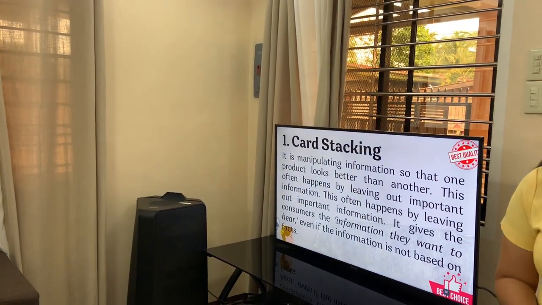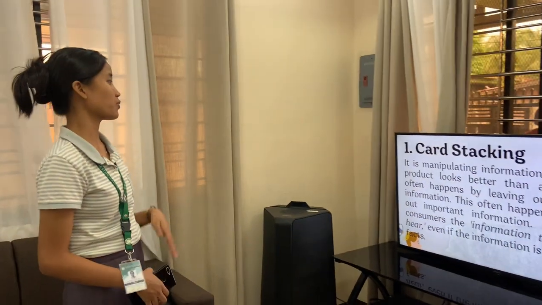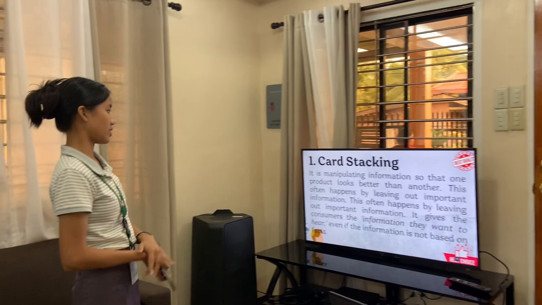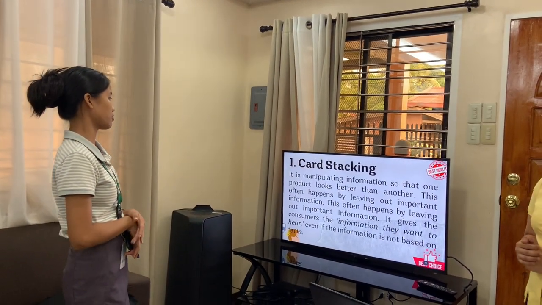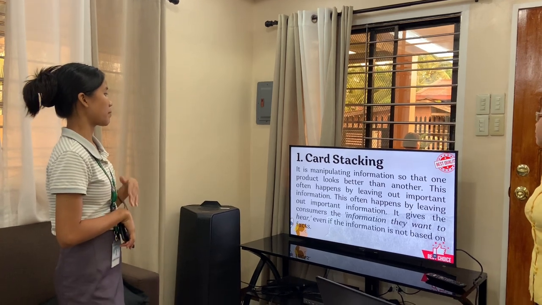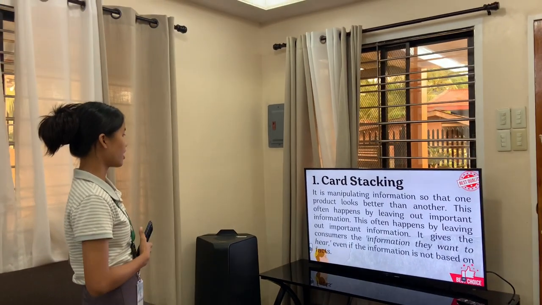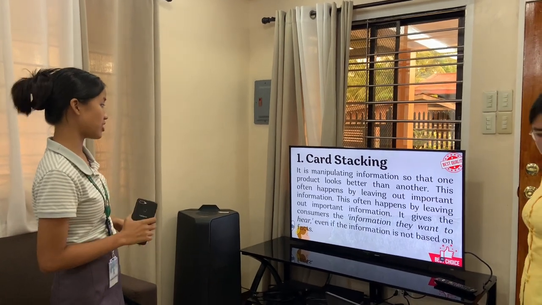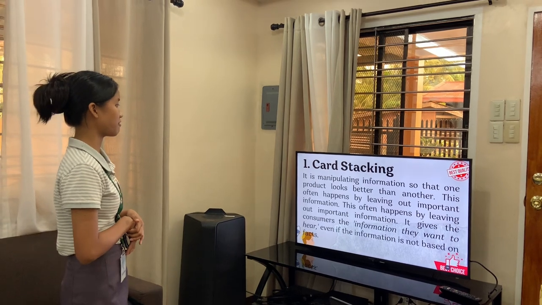All right, so next is card stacking. Can you please read it, Miss Lamaranas? Card stacking is manipulating information so that one product looks better than another. This often happens by leaving out important information. It gives the consumers the information they want to hear, even if the information is not based on facts.